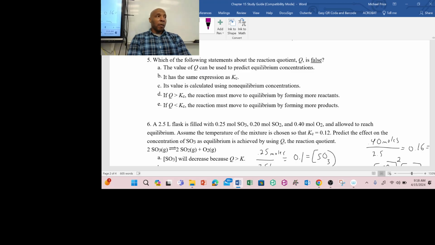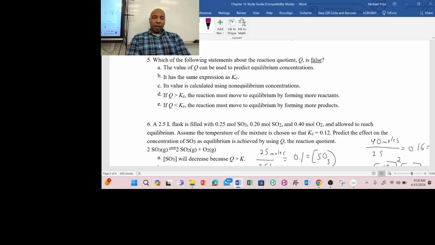All right. Now remember, if you guys recall, Q becomes K. Of course, at the beginning of the reaction, the concentrations are going to change. More often than not, you're not going to have any products around at all anyway. So the reactant concentration is going to decrease and the product concentration is going to increase until they get to equilibrium ratios, right? Okay. So the value of Q can be used to predict equilibrium concentrations. No, we can't use it to predict equilibrium concentrations.